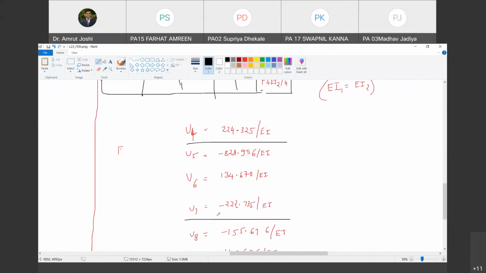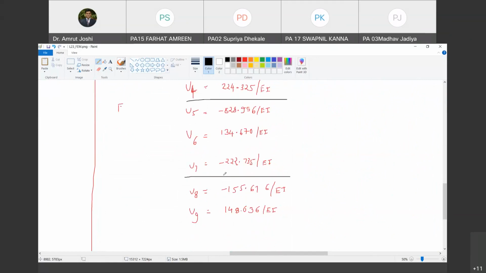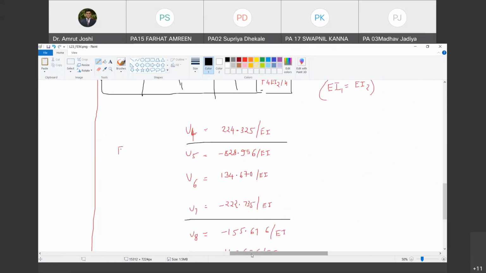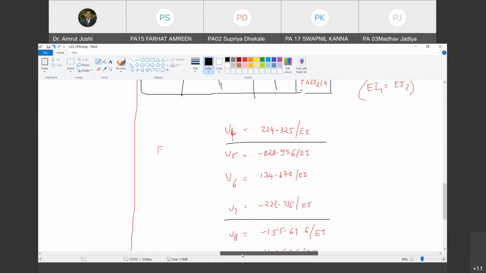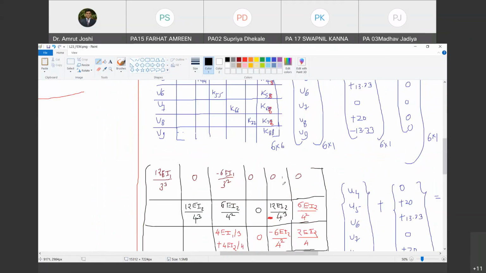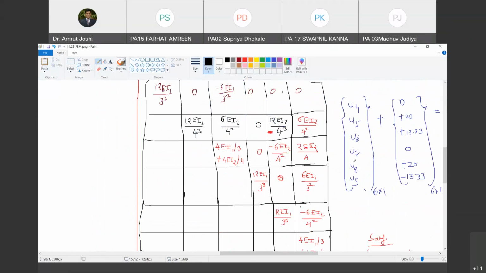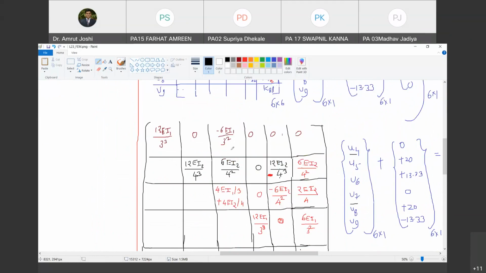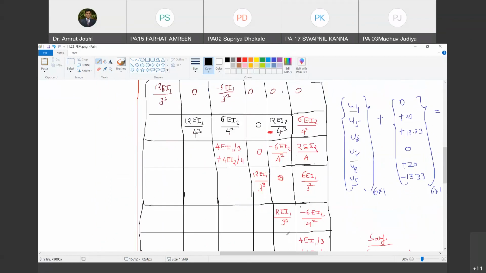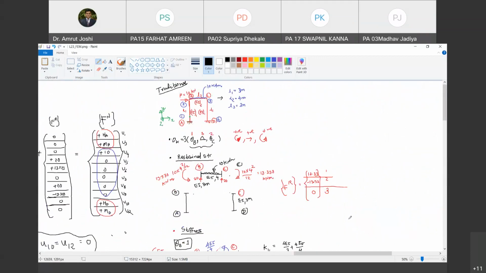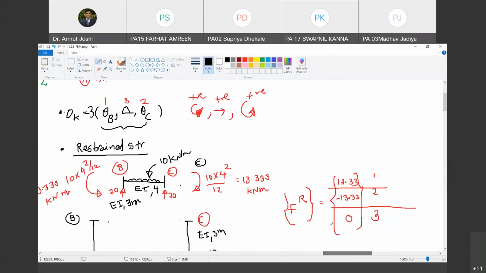I feel there is some error in this solution because U7 has to be equal to U4 in the earlier case. Are you with me? Yes, sir. Let us see what the error is. U7 and U4 ought to be equal. Okay, we will check that out in a while. First of all, let us complete what we are doing. Are you with me? Yes, sir.